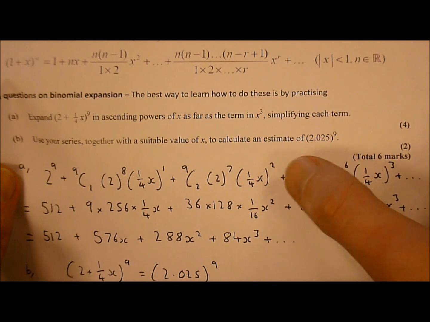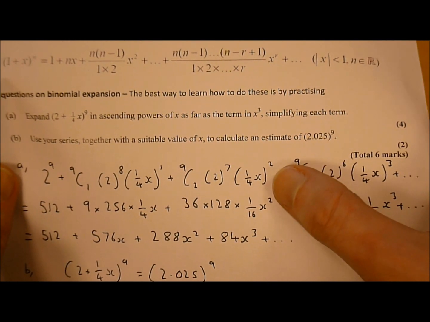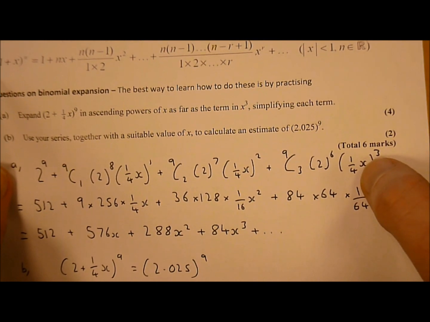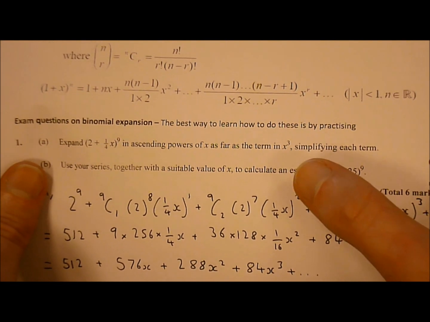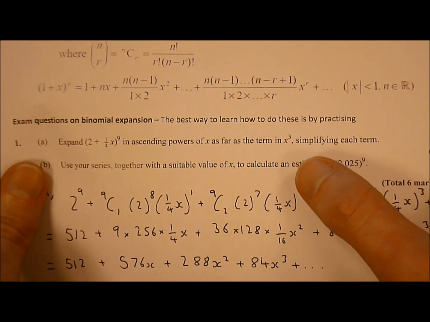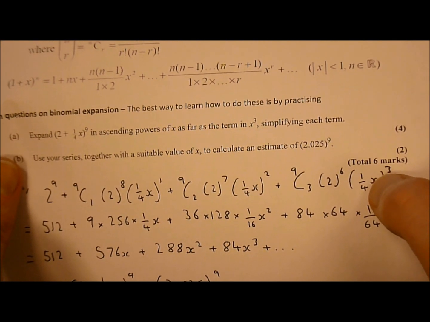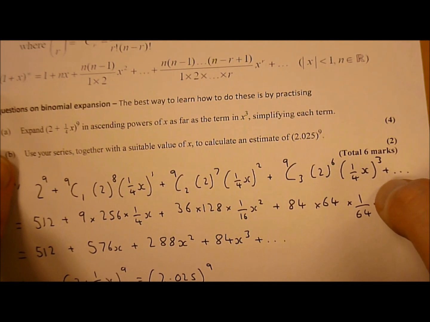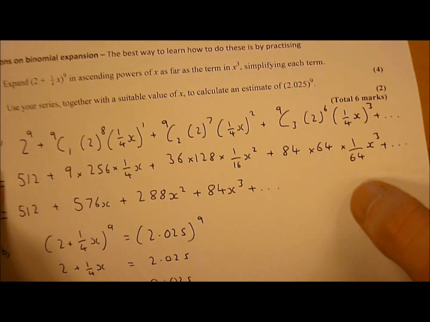And then we've got 2 to the power 6, 1 less power again, and I'm bringing the power up on the quarter x to the power 3. Now in the question, it asks us to find the ascending powers as far as x cubed, so I've gone up to x cubed there. So that'll be enough. I'll put an ellipsis, plus dot dot dot, just so it could continue.